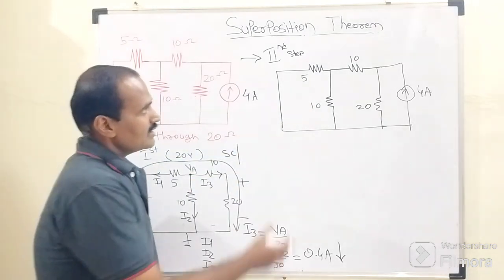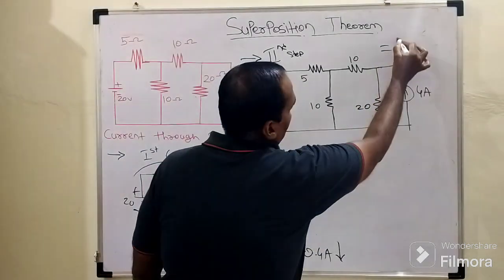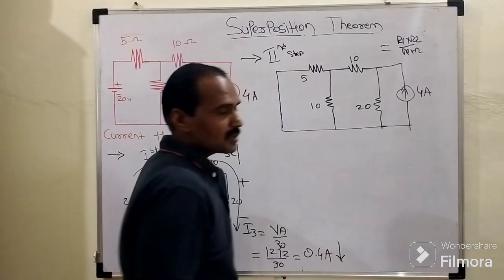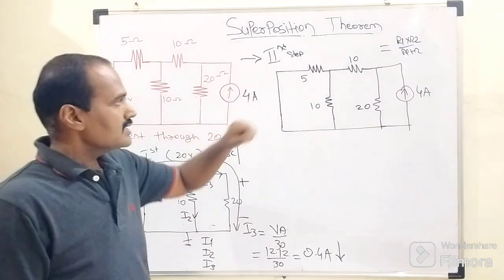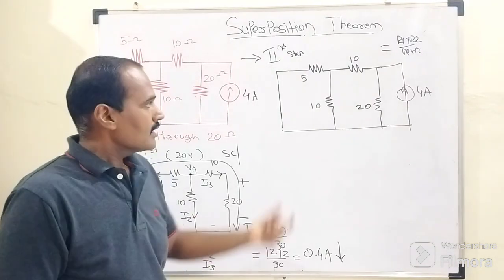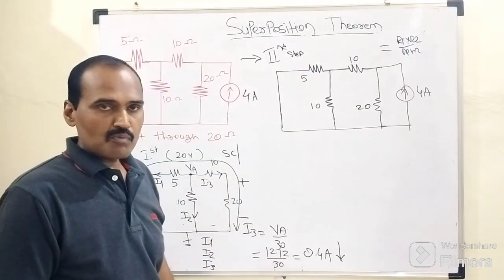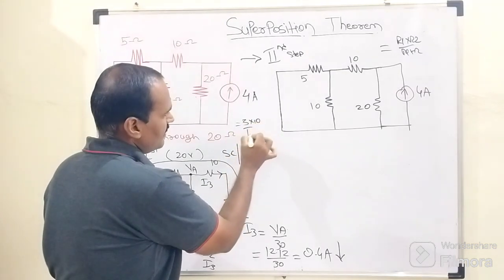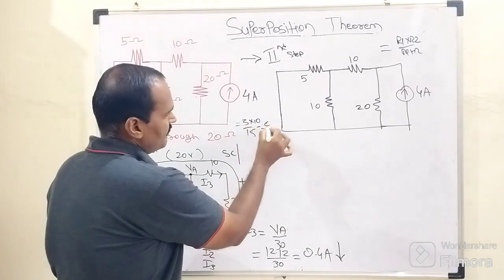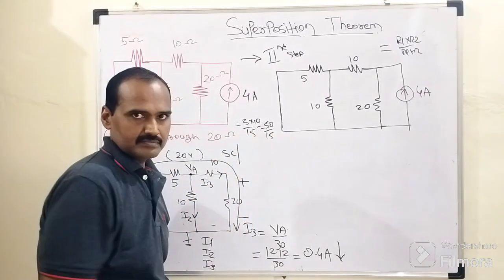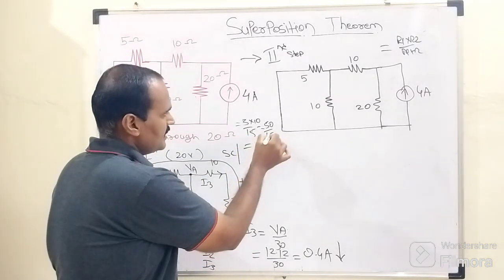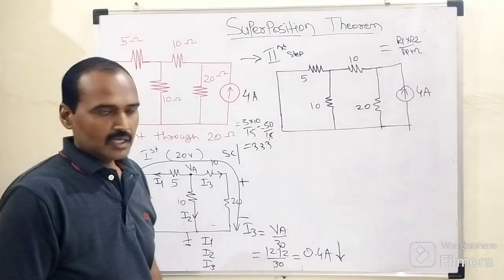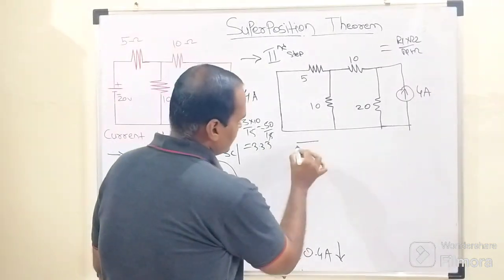So as a result of this, what we need to do? R1 into R2 divided by R1 plus R2. So which two resistors are connected in shunt form? This 5 ohm resistor and this 10 ohm resistor. So their parallel combination will become what? 5 into 10 divided by 15. So 5 into 10 is 50 divided by 15. Okay, then 15 3s are 45, so 3.33.